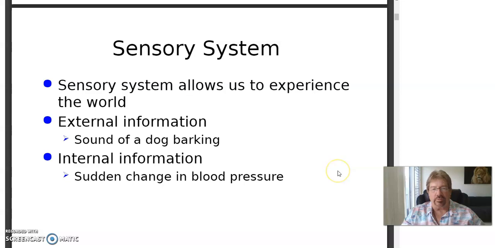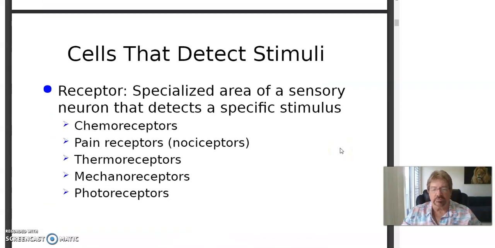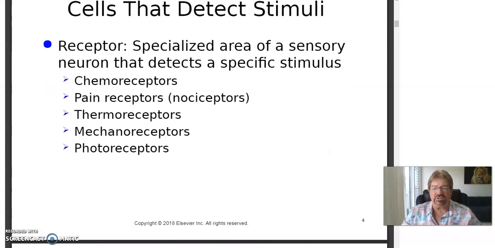Today we're going to talk about the sensory system and our special senses. It's a long one, it'll take 2 videos. The sensory system allows us to experience the world. External information, like the sound of a dog yapping, barking. Internal information, like changes in blood pressure. Cells that detect stimuli.